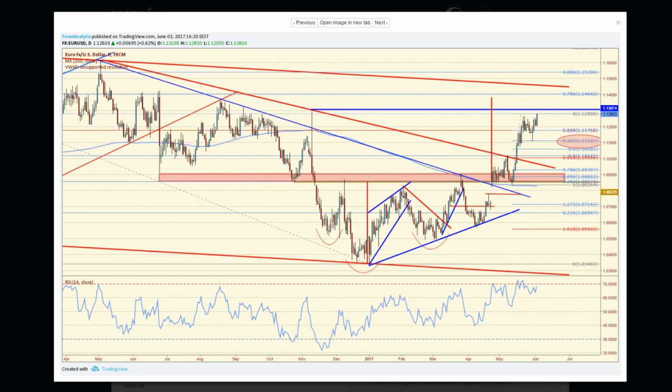I want to be extra cautious with the euro as we're approaching the completion of the head and shoulder pattern, as we're completing the channel resistance around 114. That doesn't suggest that the euro can't go higher. I look at the dollar, and the dollar looks extremely weak.